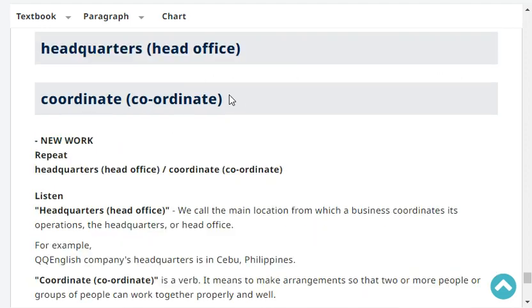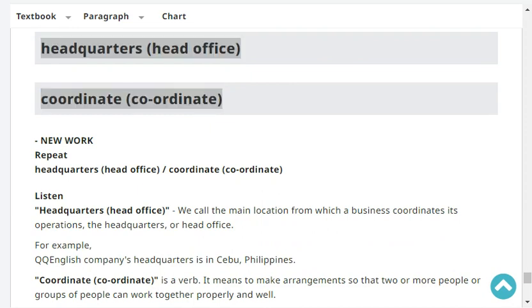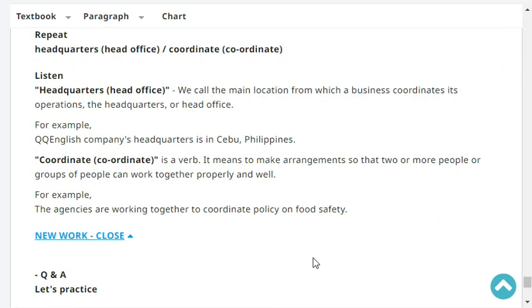Okay, so repeat: headquarters, or head office. Coordinate. Very good. Okay, listen. Headquarters or head office. We call the main location from which a business coordinates its operation the headquarters or head office. For example, QQ English Company's headquarters is in Cebu, Philippines.